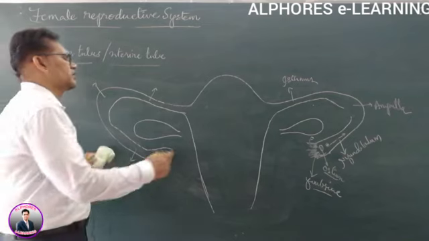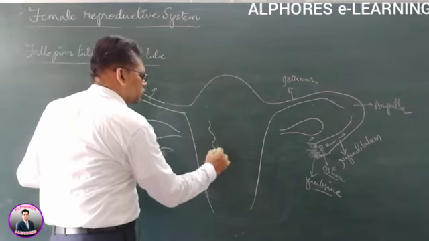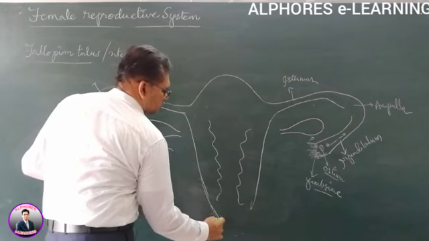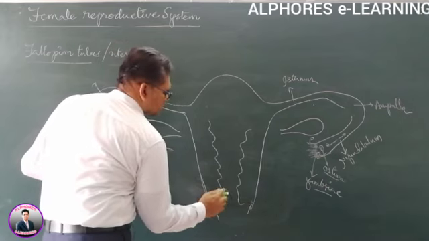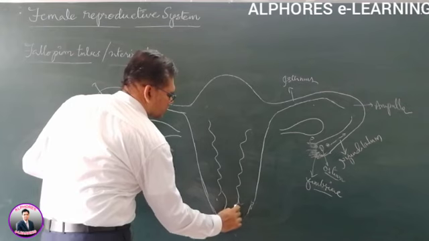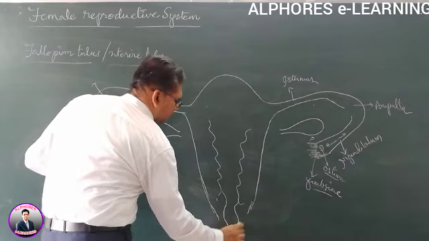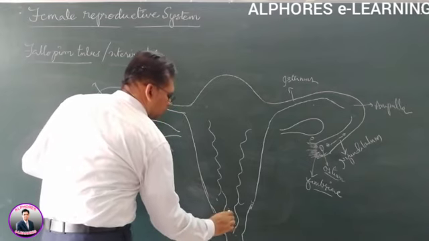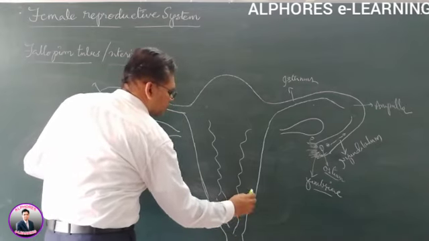Now, here is this uterine tube. What is this structure? Uterus. Now, this uterus becomes narrow at this part. This narrow part is what we call the cervix. Now, we will discuss this one.